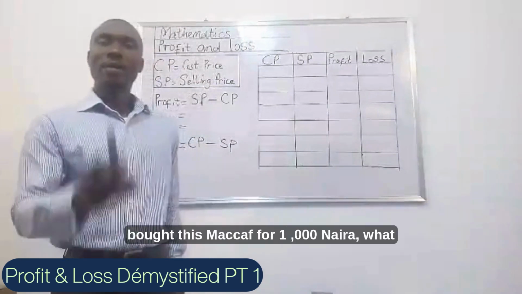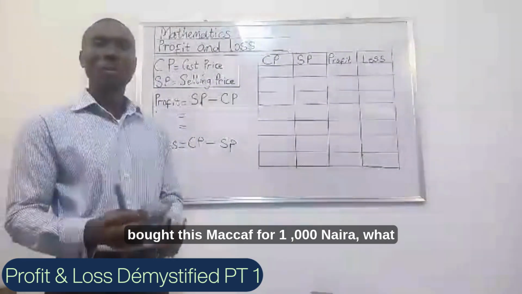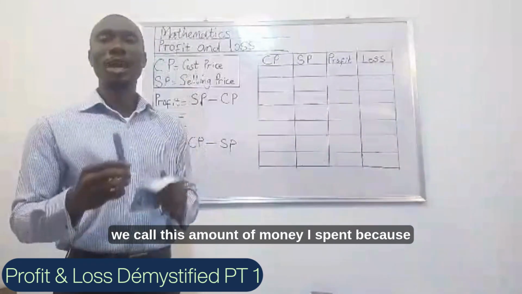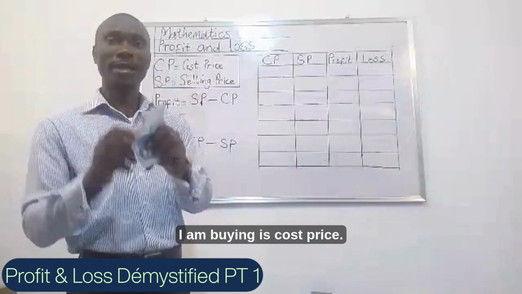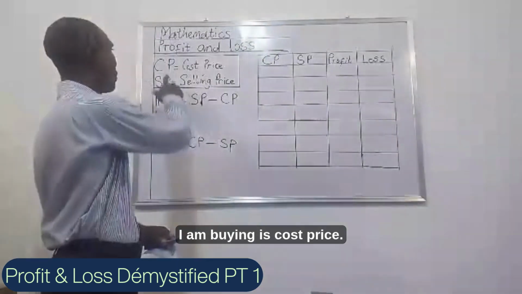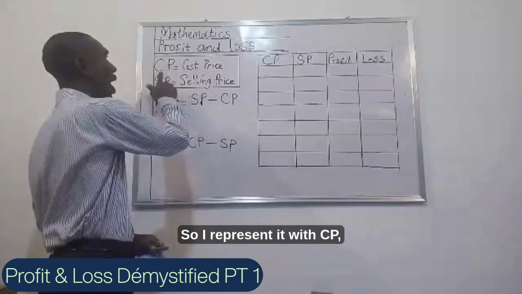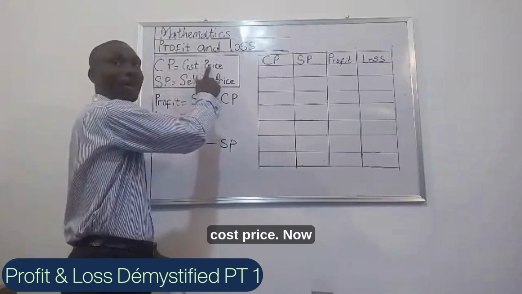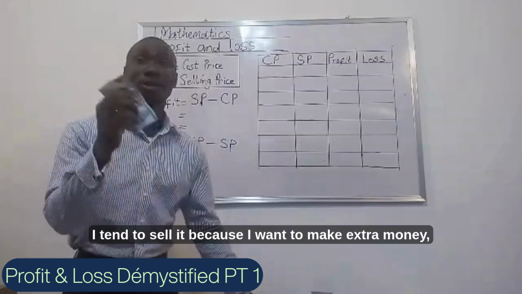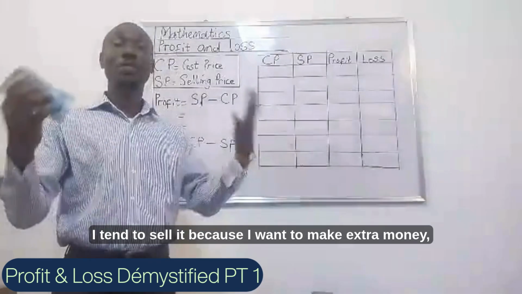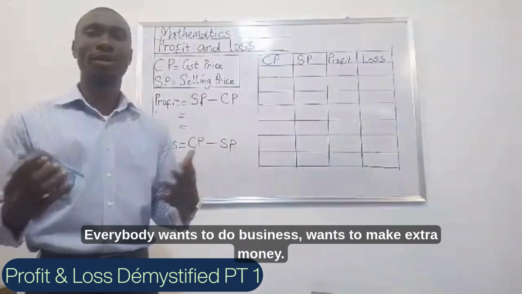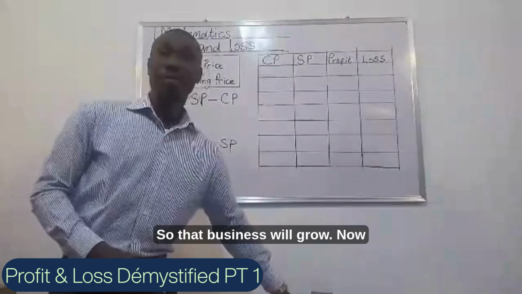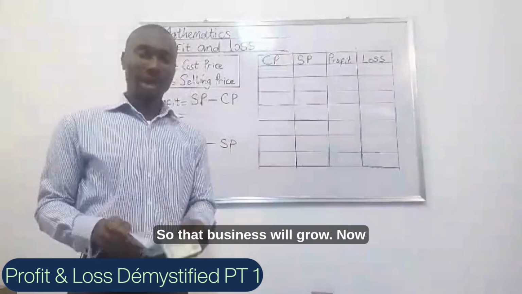Suppose I bought this marker for 1,000 naira. What we call this amount of money I spent because I'm buying is cost price. So I represent it with CP, cost price. Now I intend to sell it because I want to make extra money. That is what everybody does. Everybody that wants to do business wants to make extra money so that the business will keep growing.